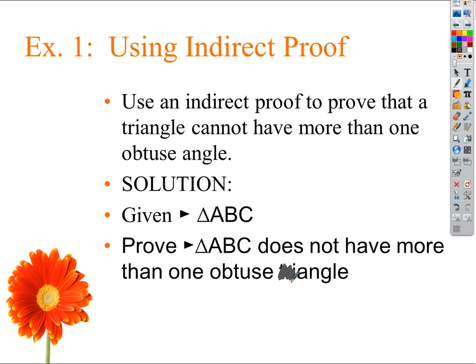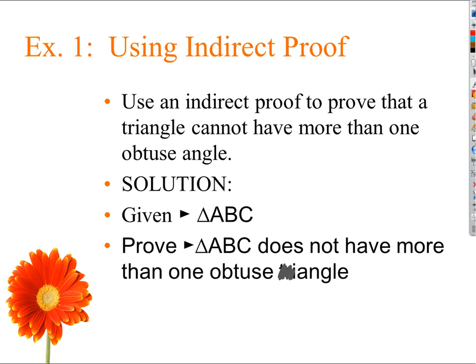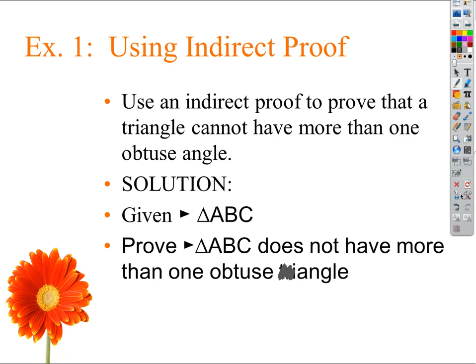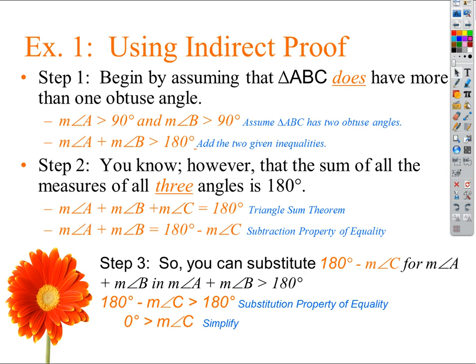Okay? So if we're going to do an indirect proof, what assumption would we make? That it does have more than one obtuse angle, right? So let's see where that takes us. If we assume that it does have more than one obtuse angle, let's say that A is greater than 90 and B is greater than 90. Well, if those are both greater than 90, then what does the measure of A plus the measure of B necessarily have to be greater than, if I add those up?